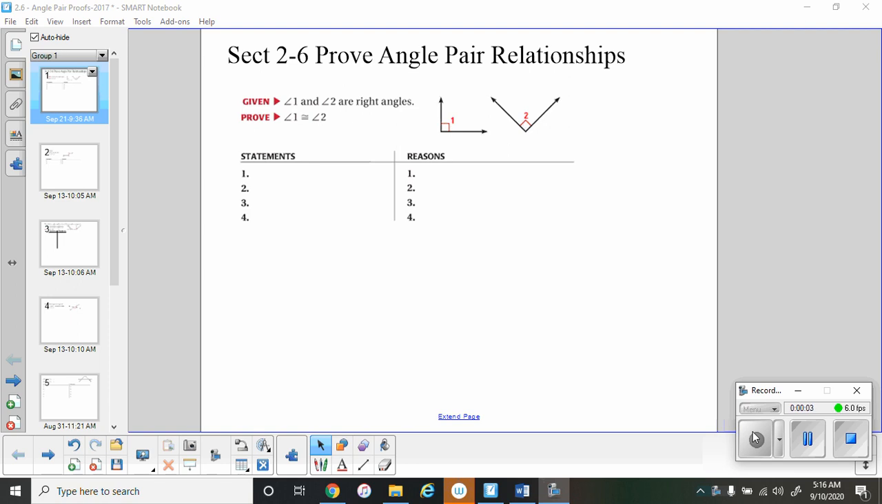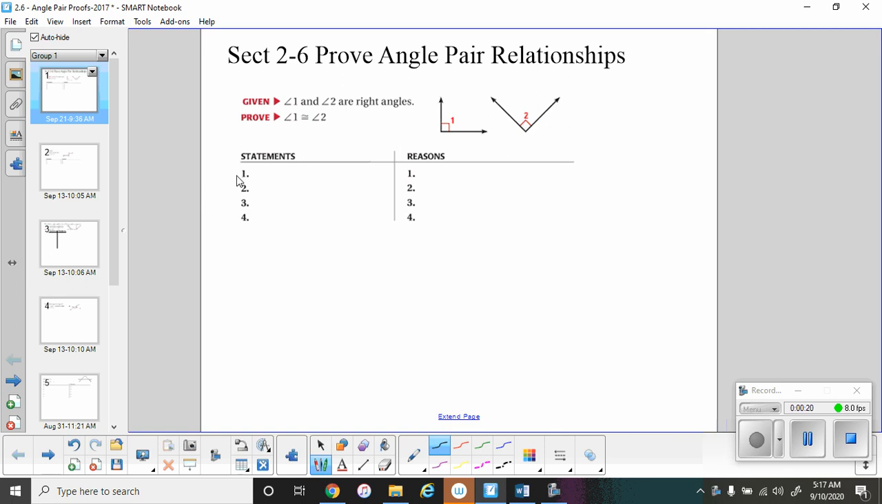All right, we're doing section 2.6. We're going to work on some short little angle proofs today. Try to find them in your note packet. You should have the pictures. If you don't have your note packet, then just hit pause and draw this picture.